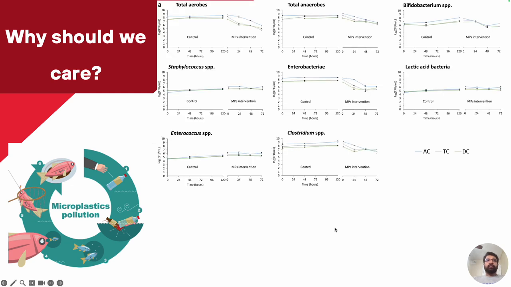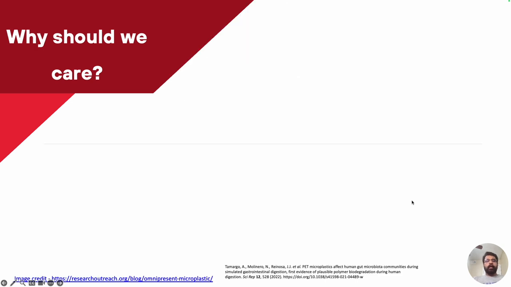What you notice here is a significant difference in the changes in the gut microbiome. The first part is the control, and in the second part, the three lines are the ascending colon, transverse colon, and descending colon of that person. You can see the gut microbiome is significantly declining. That includes anaerobes, aerobes, staph, and enterobacteria. All these species are changing because of one factor, which is the microplastics.